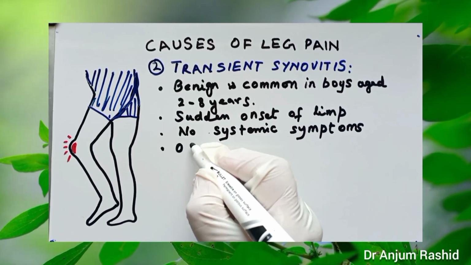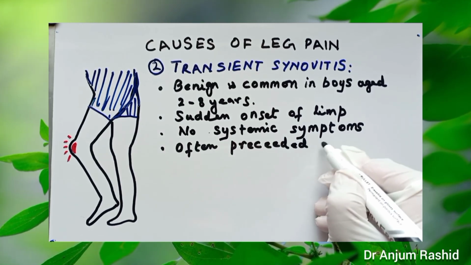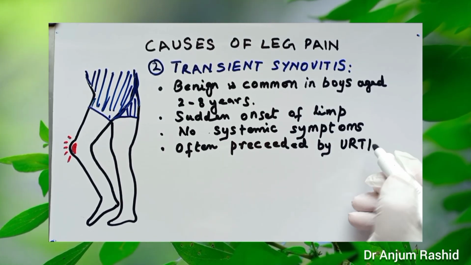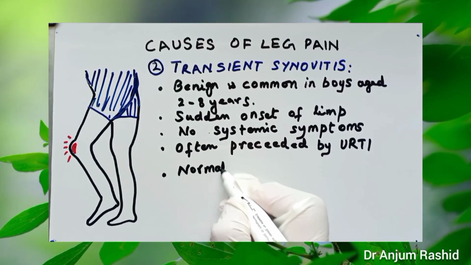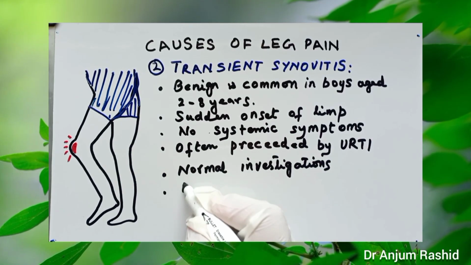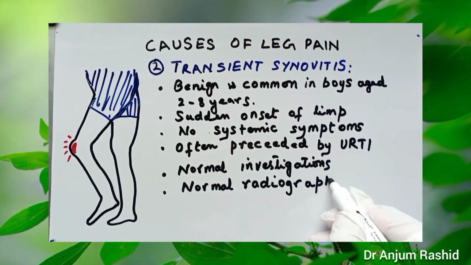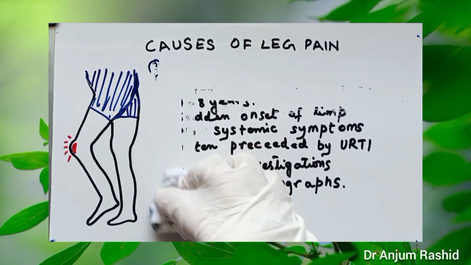Examination shows limited hip movement, especially internal rotation. It is a self-limiting condition that improves within 1 to 2 weeks with rest and non-steroidal anti-inflammatory drugs. However, always remember to rule out septic arthritis, which is a medical emergency and is a more serious condition. Now, next I will discuss septic arthritis.